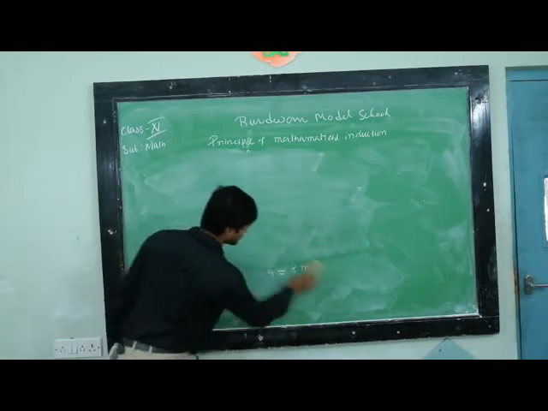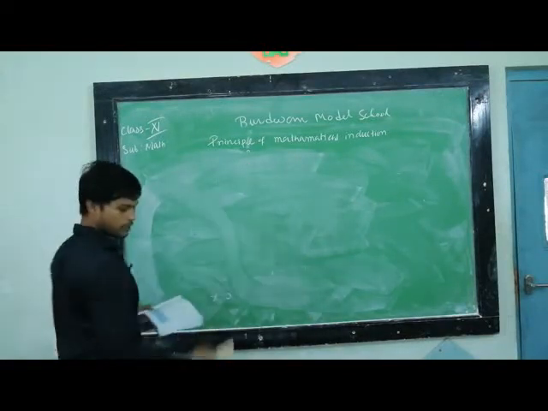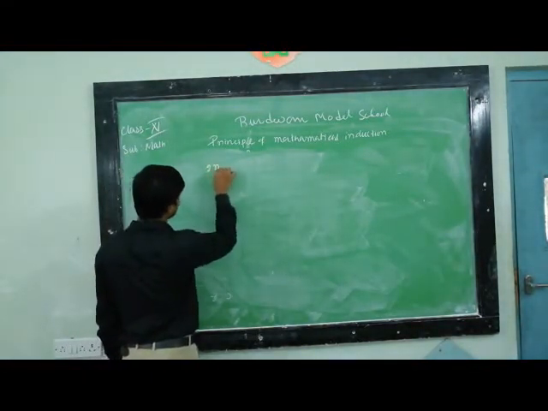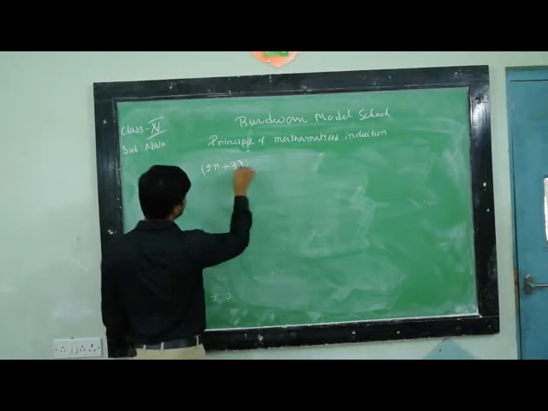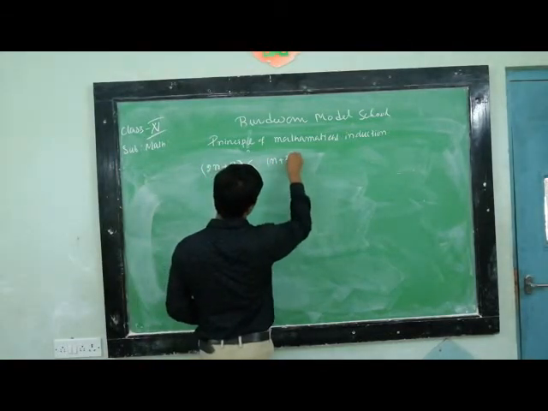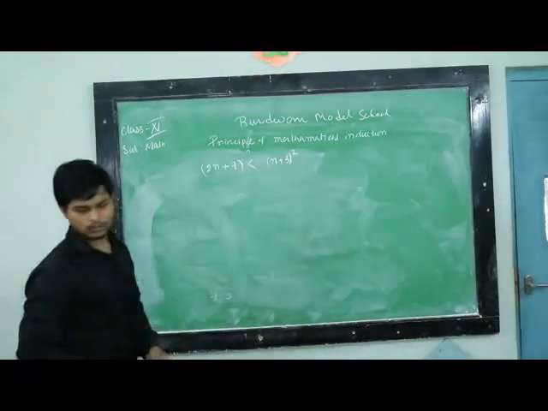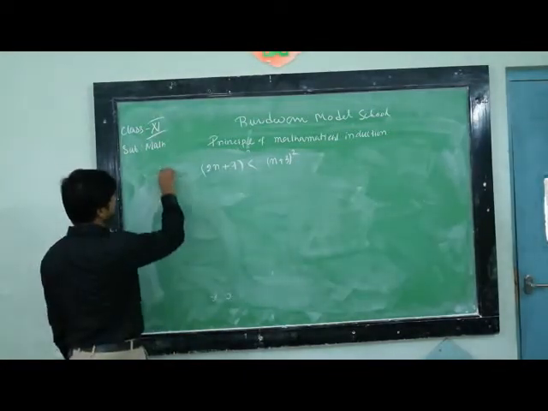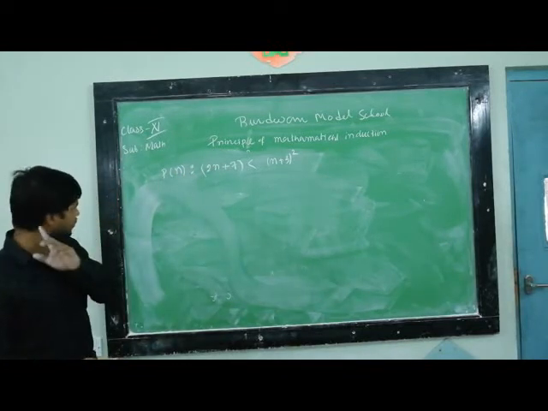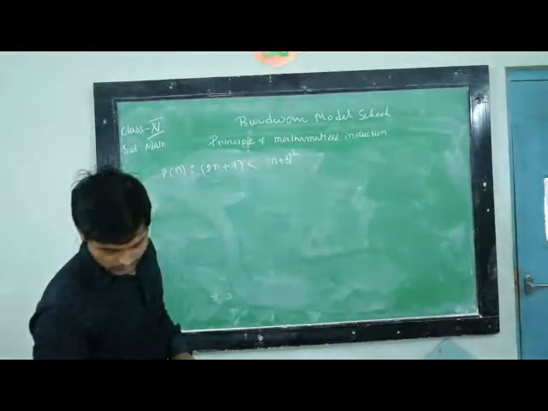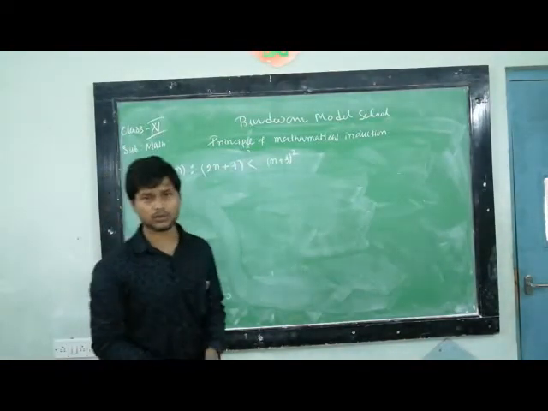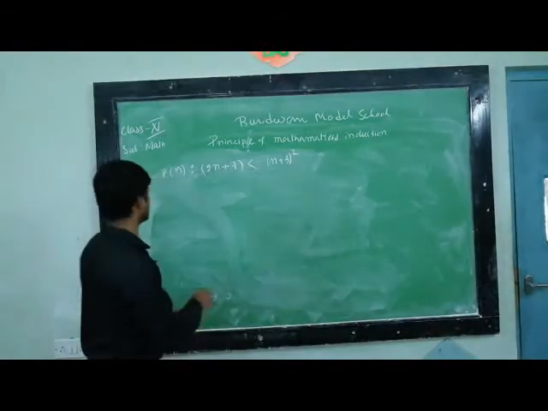So in 24 we have to prove by principle of mathematical induction that 2n plus 7 is less than n plus 3 whole square. So we consider the given statement as p of n. So p of n says that 2n plus 7 is less than n plus 3 whole square. Now we will check whether the statement is true for n equal to 1 or not.